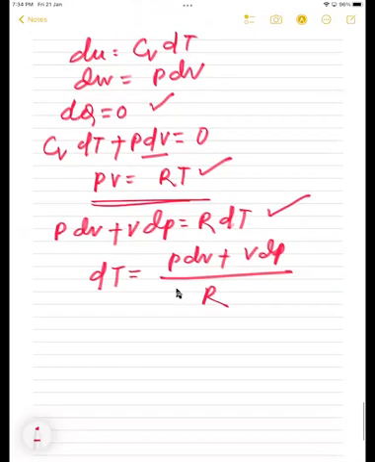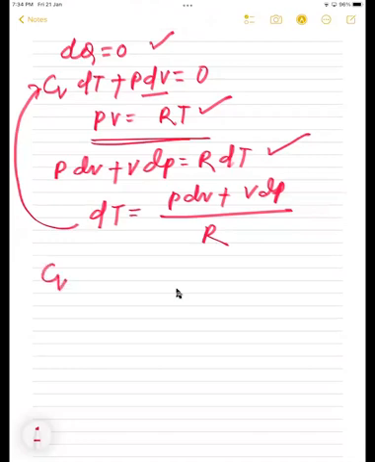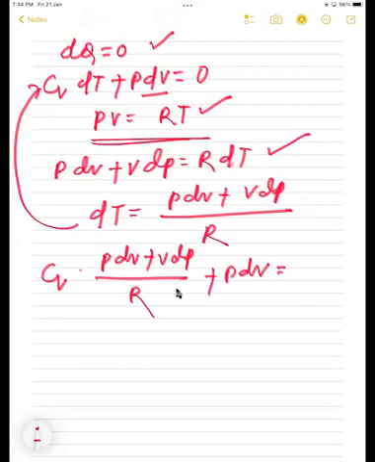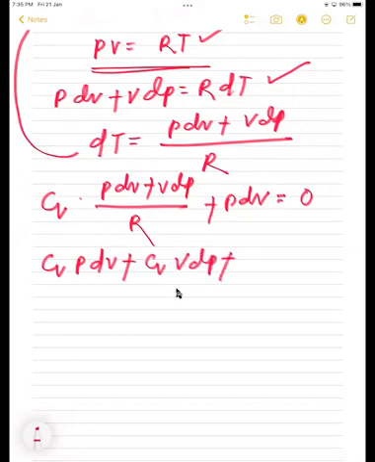Yes, sir. And we can put this value of dT over here. Now in this equation, we can put the value of dT. So you can write here Cv into (P dV plus V dP) divided by R plus P dV is equal to 0, na students? Getting or not? Because we got this equation, na? Right? Yes or no? Students, getting or not? So let's take R as LCM and multiply that side. So you'll get Cv P dV plus Cv V dP plus R will be multiplied here, P R dV is equal to 0.